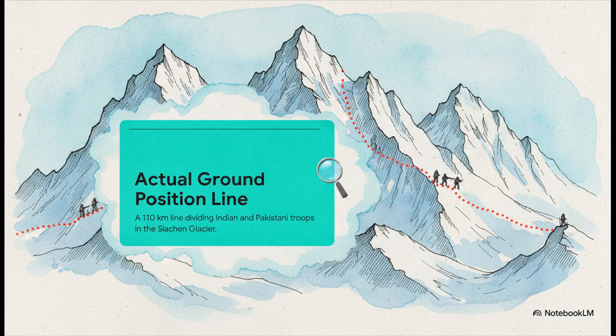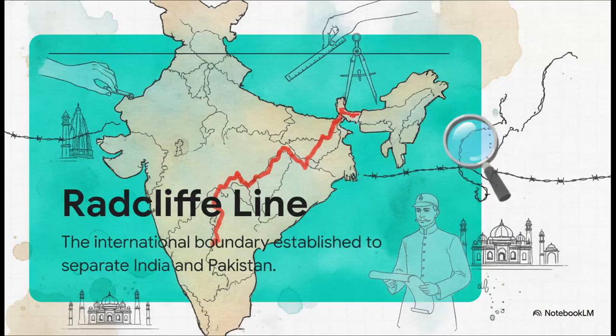Now, if we go further north, past map coordinate NJ9842, we hit the AGPL, which stands for the Actual Ground Position Line. This is an incredibly high-altitude 110-kilometer demarcation up in the Siachen Glacier region. Basically, it represents the physical, current locations of troops in what is widely known as the highest battlefield in the entire world.